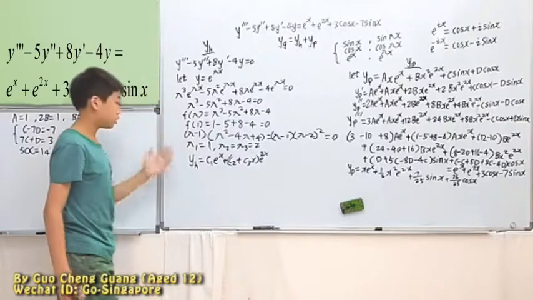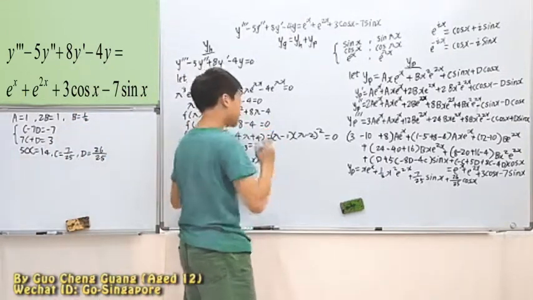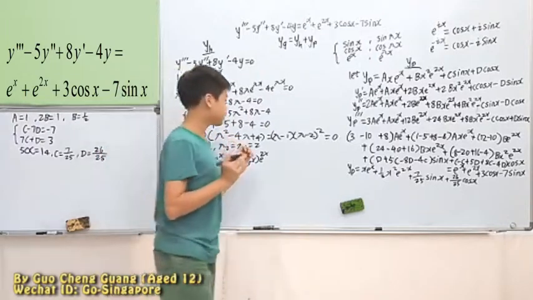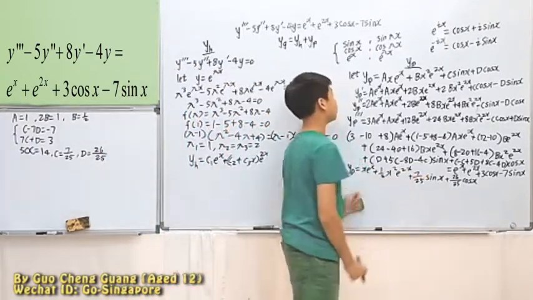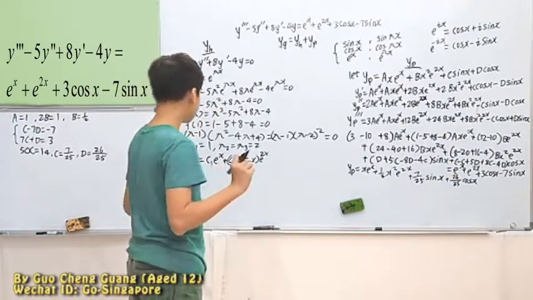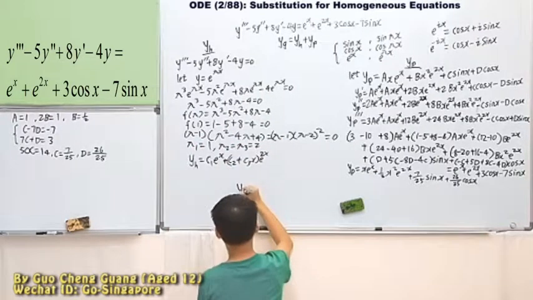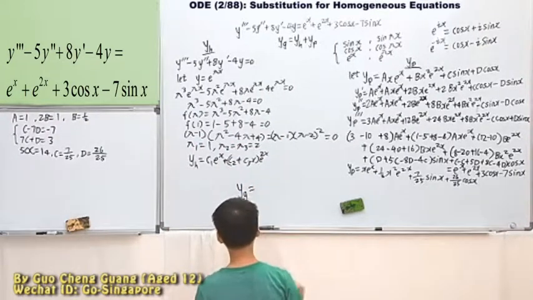Okay, next, we want to find the general solution for this non-homogeneous differential equation. We have found the general solution for the homogeneous ordinary differential equation, and the particular solution for the non-homogeneous differential equation. That means we just have to combine these two to get our final answer. So yg.